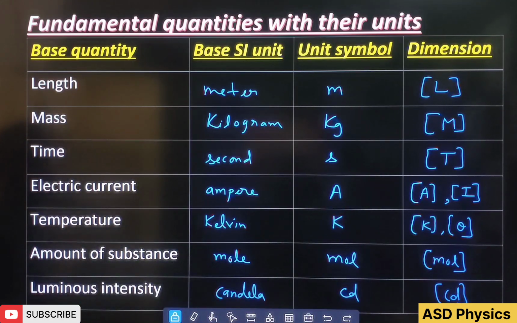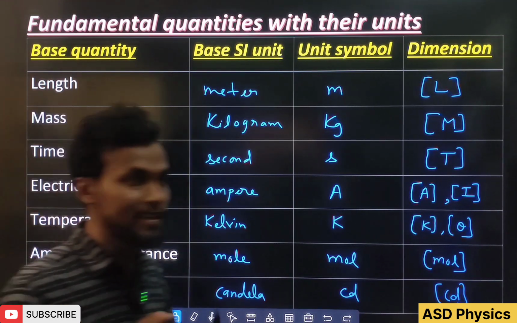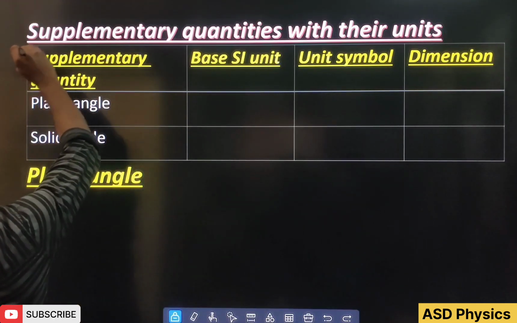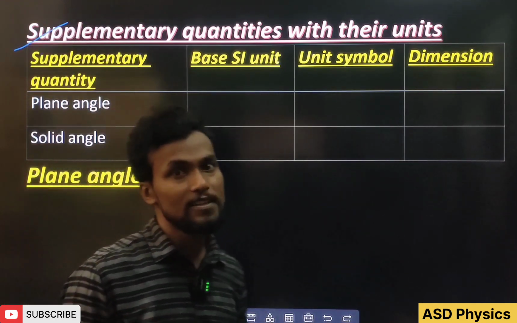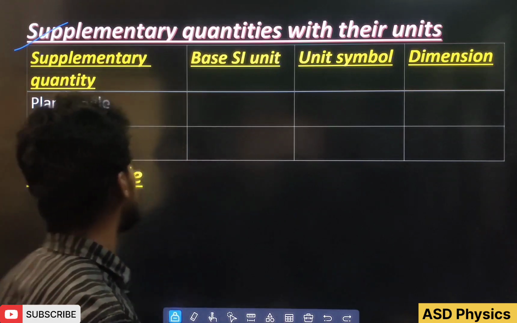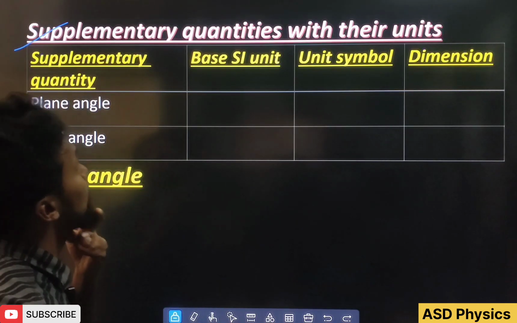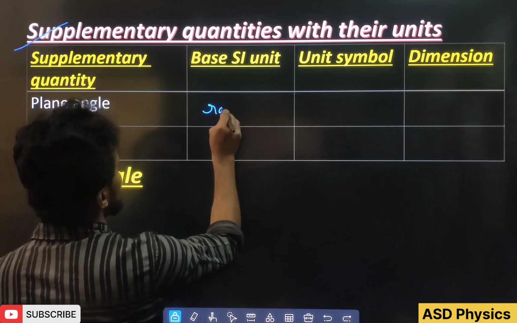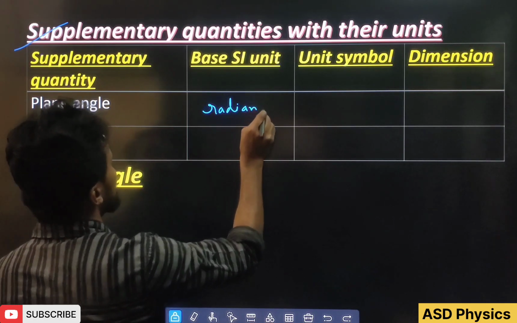Okay students, so I hope these 7 fundamental quantities, their base SI unit, unit symbol and dimensions are very clear to you. Okay, great. Now students, as I have told you, there are supplementary quantities also. How many? 2 supplementary quantities. So first one is what? Plane angle. Their base SI unit is radian.